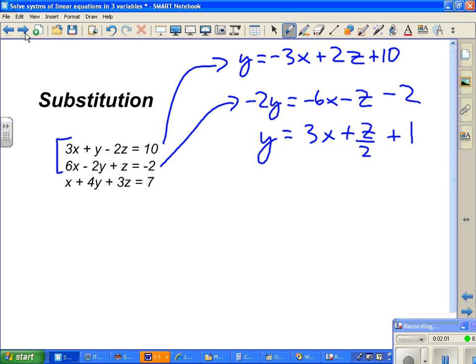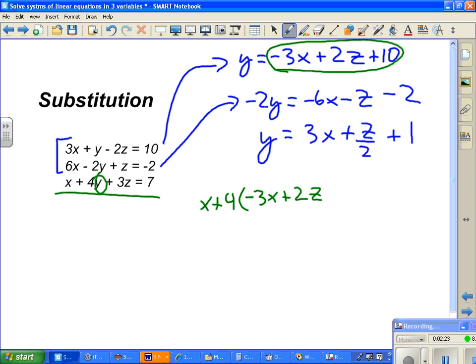Now I need to plug this one into a second equation, so I'm going to use this last one here, because I need to get everything down to two variables. If I plug this in for y, I get x plus 4 times the y, which is negative 3x plus 2z plus 10. Again, same as it was with two variables, except now I just have more variables to deal with. And I still have my 3z equals 7.